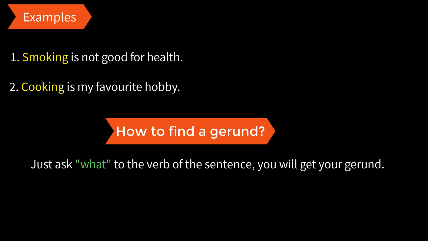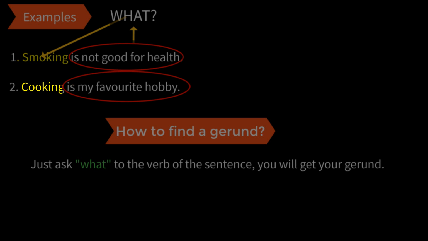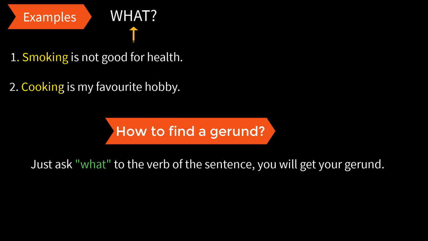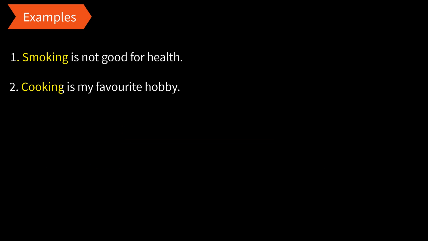You'll get your gerund. What is not good for your health? Smoking. What is my favorite hobby? Cooking. Simple, right? So in these two examples, our gerunds are working as the subject of the sentence. Let's look at the next example.